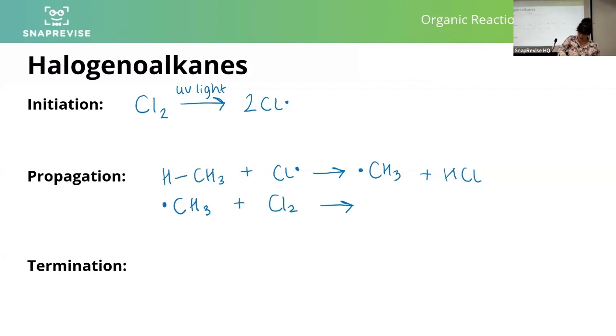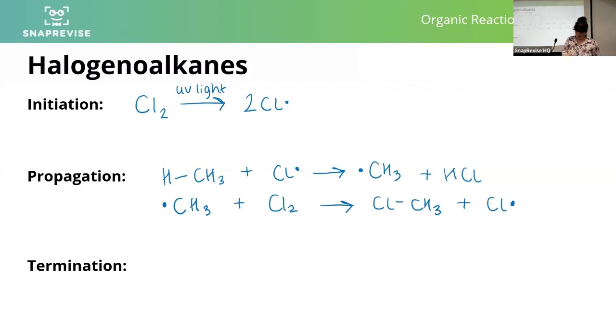That means we're going to end up forming a chlorine carbon bond. And because we've broken the chlorine-chlorine bond, we end up with a chlorine radical. Again, we started with a radical and a normal species and we ended with a radical and a normal species. We have propagated the free radical substitution.